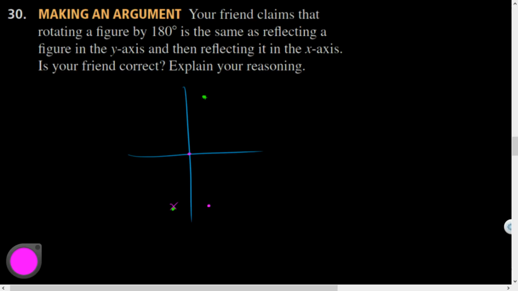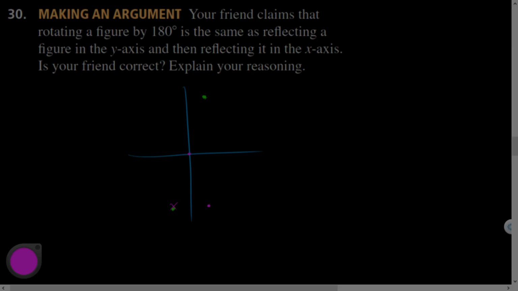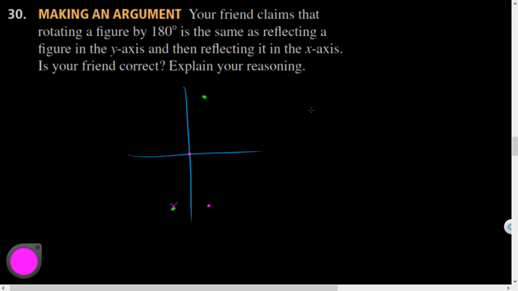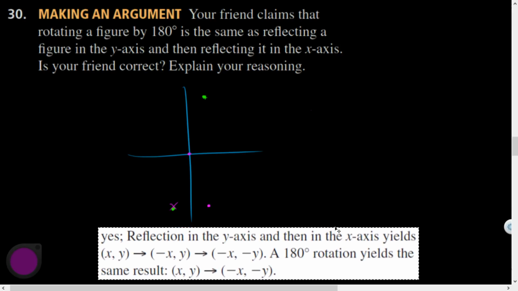Here's the book's argument, which is one that I'm less inclined to make, but I think it's an interesting argument. They say the following: a reflection in the y-axis and then the x-axis yields xy becoming the opposite of x, the opposite of y, and a 180-degree rotation also results in the opposite of x, opposite of y. So that's like a pretty solid argument, but yeah, so that works out. So a composition of reflections over the x and y axes is the same as a 180-degree rotation.